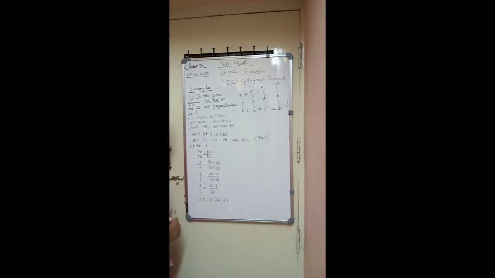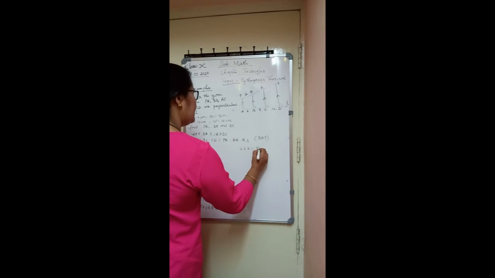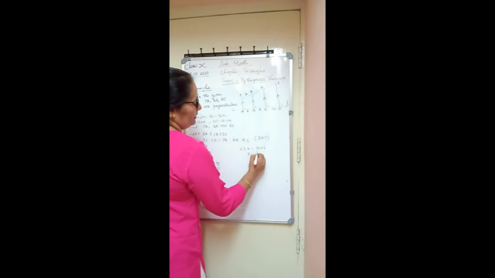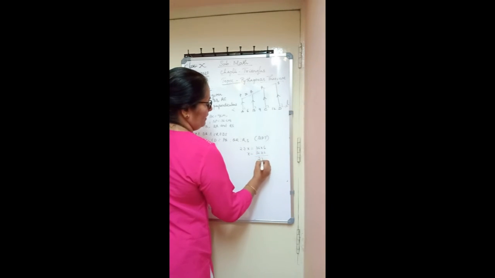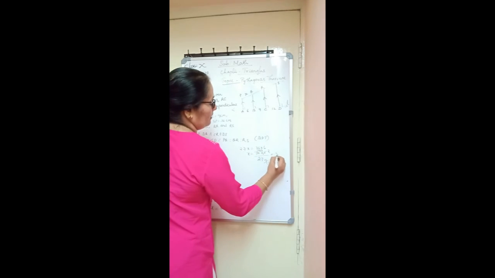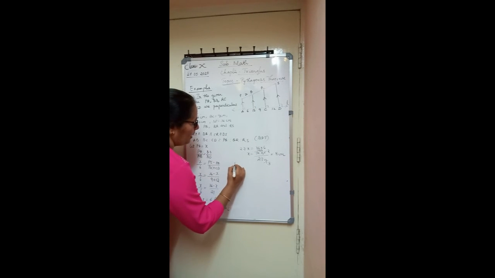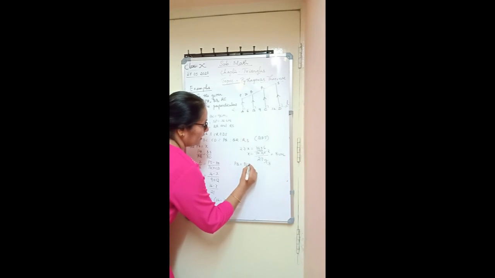Now we will simplify. See here. 21x, and 6x is taken to this side. 27x equals 36 into 6. So x equals 36 into 6 by 27. 3 2s are 6, 3 9s are 27, 3 3s are 9, 3 12s are 36. So 3 4s are 12. So x equals 8 centimeter. So PQ is 8 centimeter. Therefore PQ is 8 centimeter.